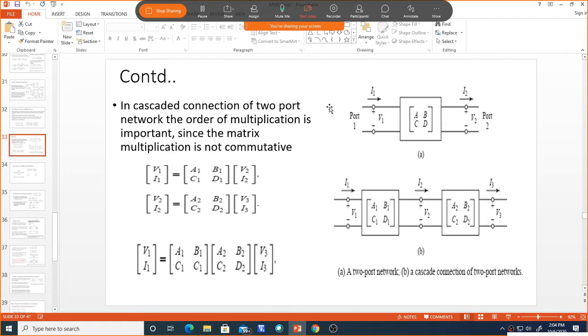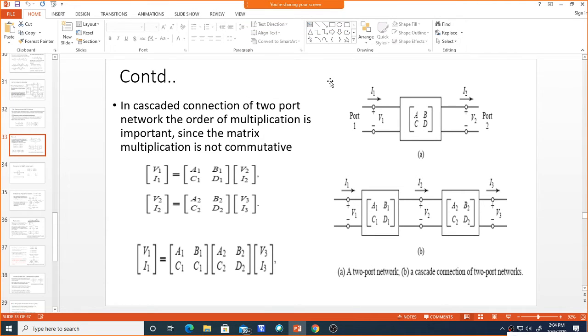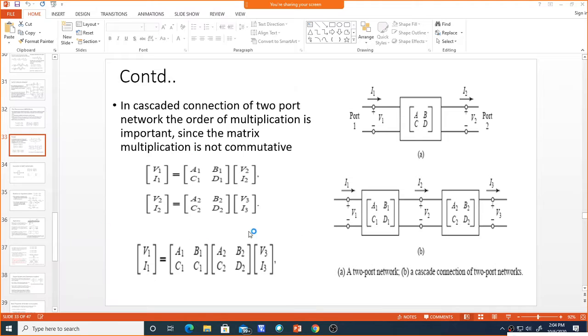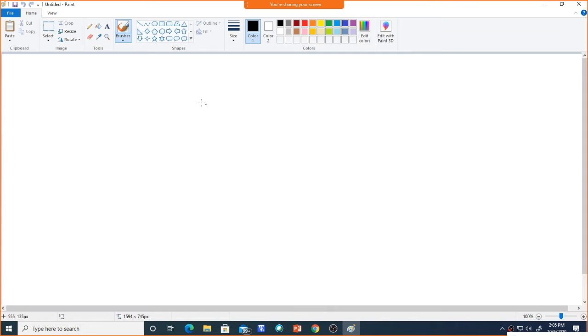Okay, so in the last class we were discussing the ABCD parameters, right? We discussed the ABCD parameter for the series component Z, and we also saw the cascaded connection of series components. So now today we will see how to calculate the ABCD parameters for a shunt component.